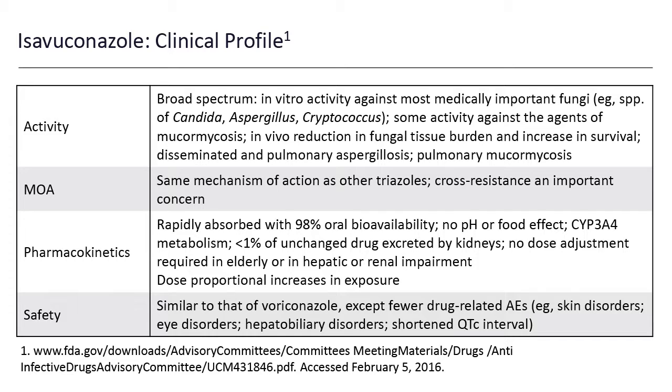It too, like the newer formulations of posaconazole, has no pH or food effect. It is metabolized by cytochrome P450, the 3A4 isoenzyme. Less than 1% is excreted by the kidneys. There is no dose adjustment needed in elderly, liver-impaired, or renally impaired patients. And the dose is proportional to increases in exposure. The safety is very similar to that with voriconazole, but actually with some fewer drug-related adverse events, particularly with skin, eye, and hepatobiliary effects as well.